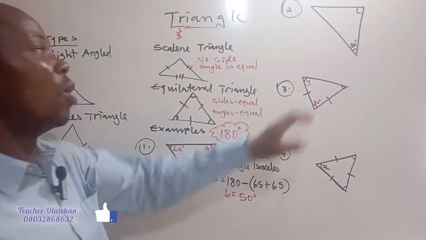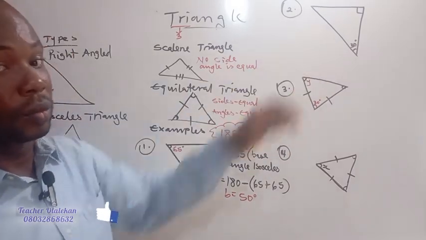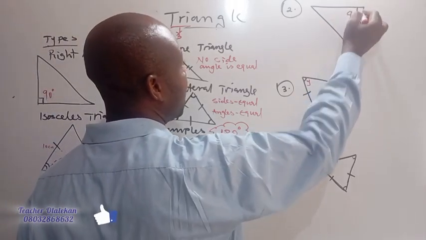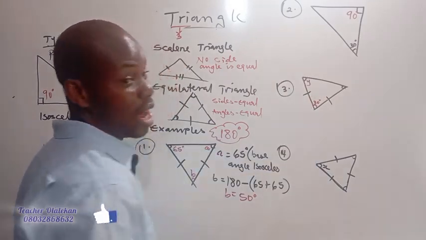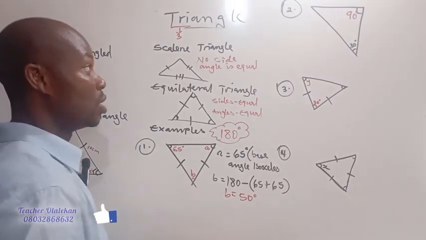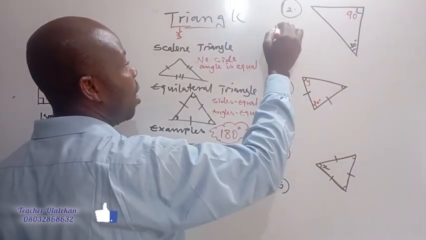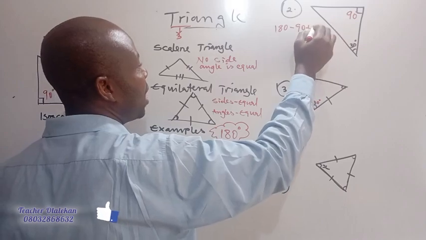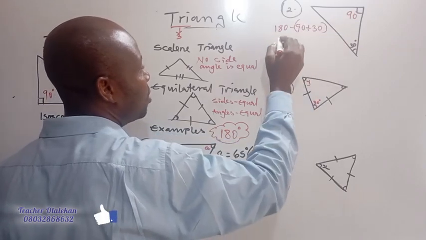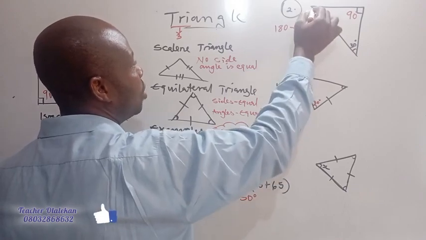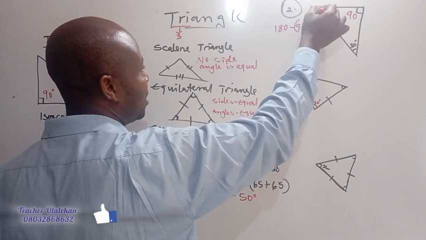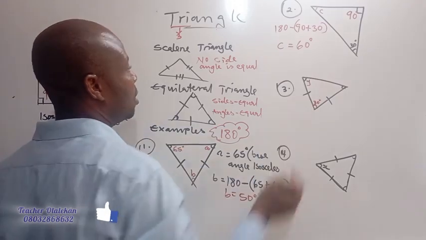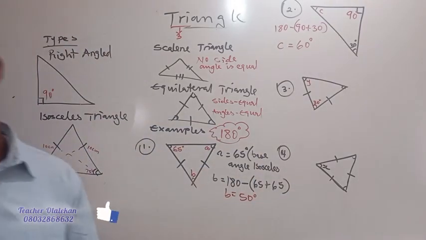For the second example, look up. Which type of triangle do we have here? Right angle triangle. So that means this square corner is 90 degrees. And what is the sum of angles in the triangle? 180. So to get this angle, it is going to be 180 minus 90 plus 30 in brackets. Are you getting it now? So that means 120. Let's mark this angle C. That means angle C will be equal to 60 degrees.